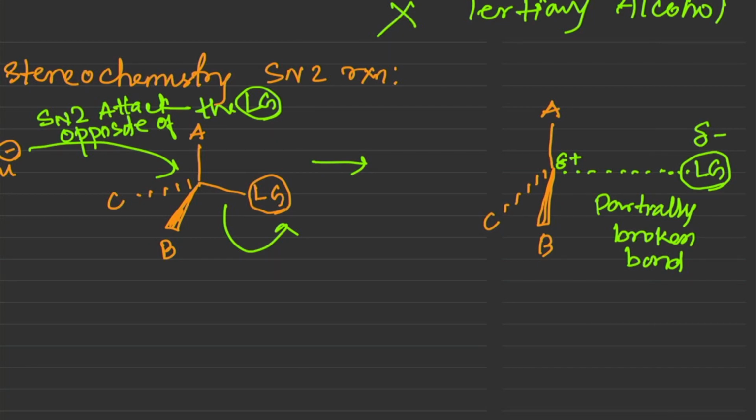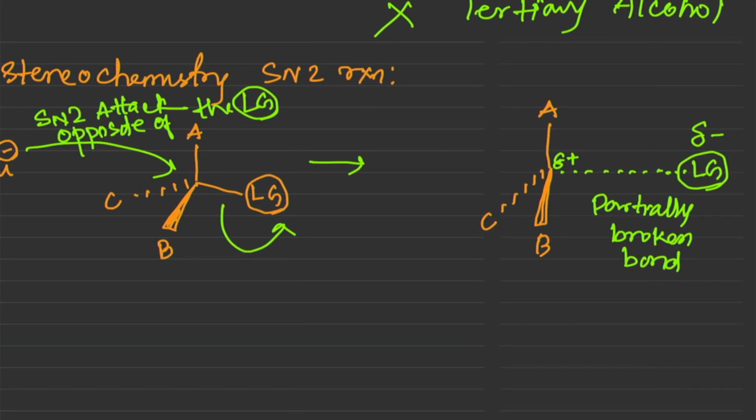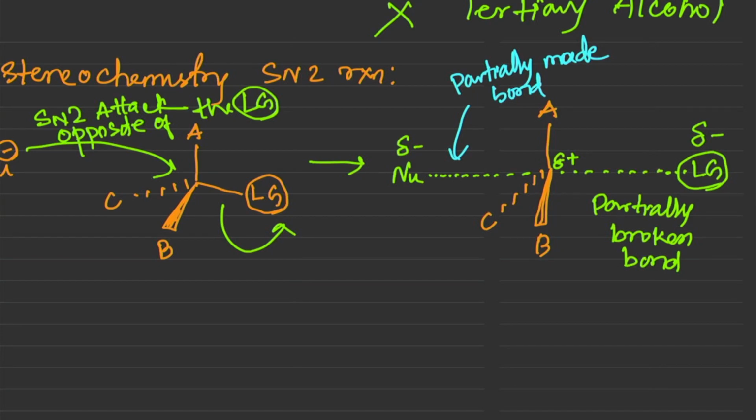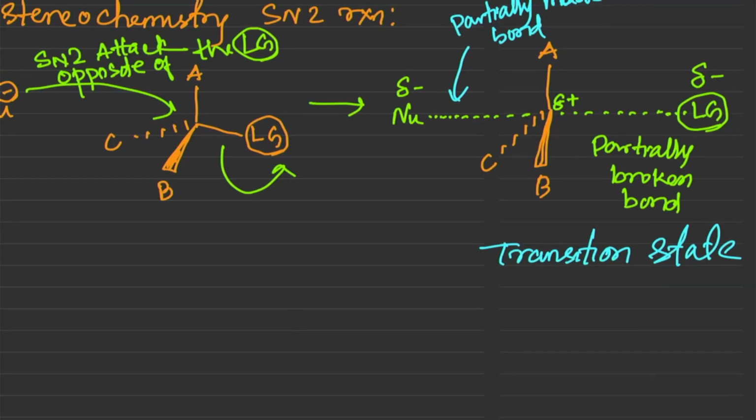And then the nucleophile, which is coming from the opposite side, so the bond is partially being made. So again, nucleophile goes from negative to delta negative. So this one is a partially made bond. So it hasn't been made entirely. So this is how the transition state looks for an SN2 reaction. Okay, so this is how the transition state is going to look.